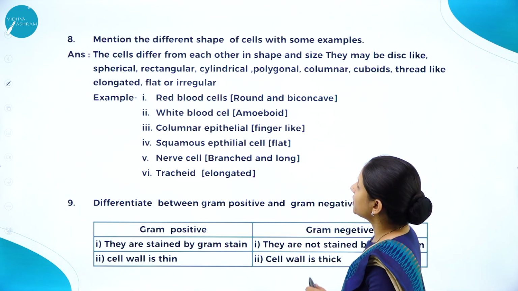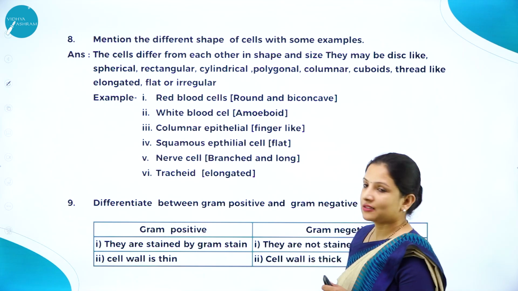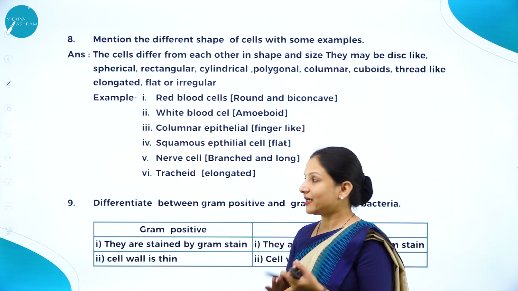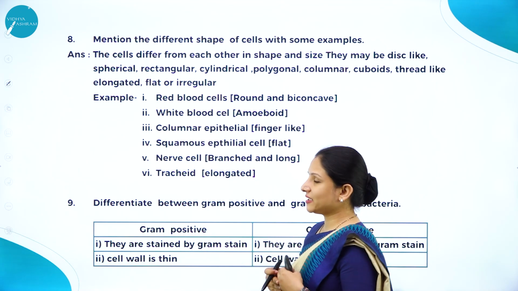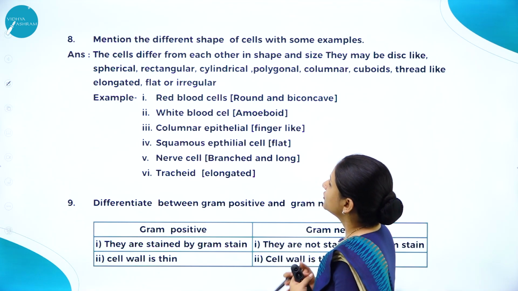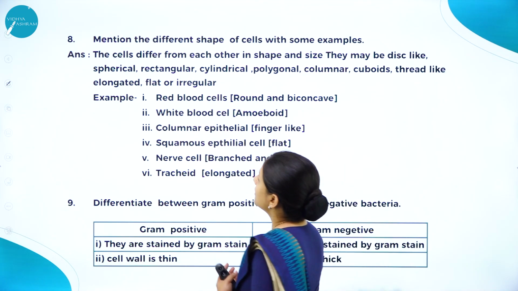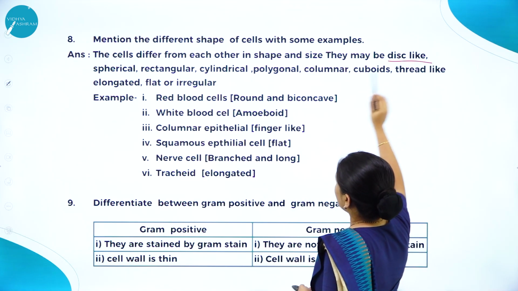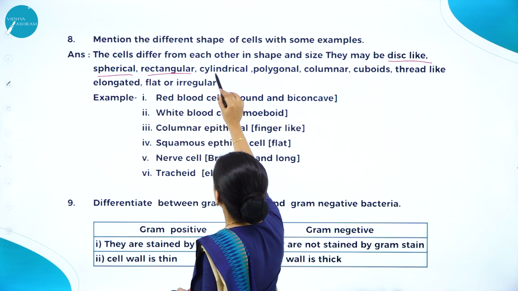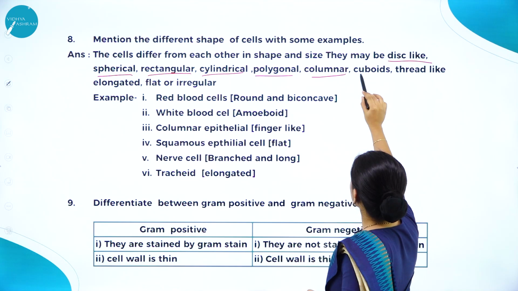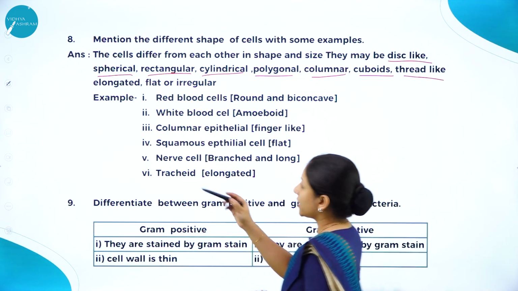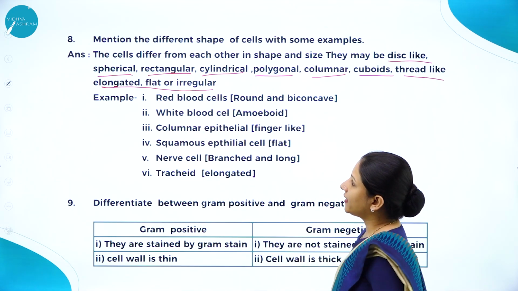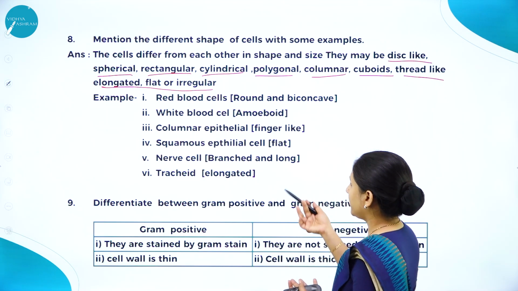Next question. Mention the different shapes of cells with some examples. The different shapes of cells, say for example, the red blood cell will have a different shape, the squamous epithelial cell, nerve cell will have a different shape. Usually this question is rarely asked. The cells differ from each other in shape and size. They may be disc-like, spherical, rectangular, cylindrical, polygonal, columnar, cuboidal, thread-like and elongated, flat or irregular. For example, any one example if you give also, it is enough. I have given many examples here.